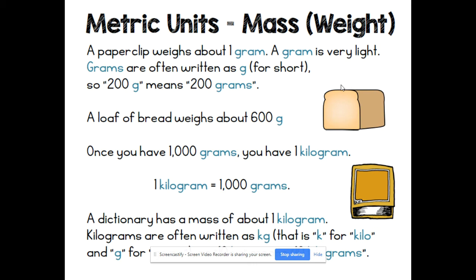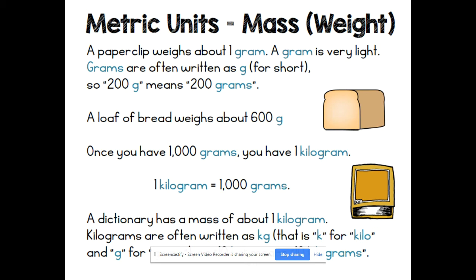So in this example of the bread over here, it weighs 600 grams. They abbreviated it with just the letter G. And you can also picture that as weighing the same amount as 600 paper clips. So 600 paper clips weighs the same amount as 1 loaf of bread.